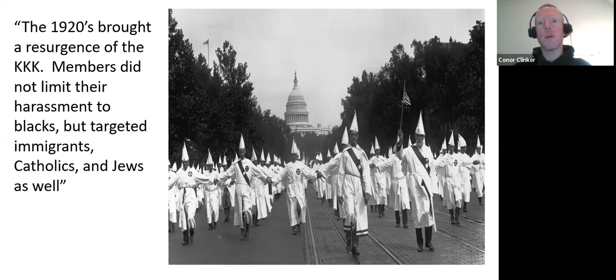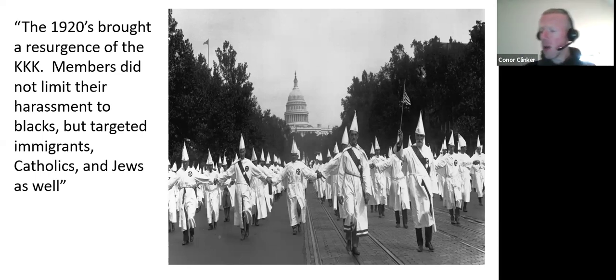The third one, though, you might not be familiar with, in the 1920s. Why did the Klan surge in the 1920s? What was going on? Well, some of the things we were just talking about. The text points out an important point. Members did not limit their harassment to blacks, but targeted immigrants, Catholics, and Jews as well.